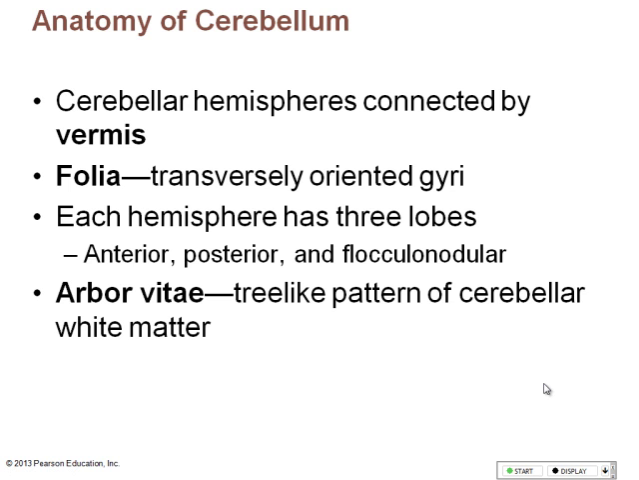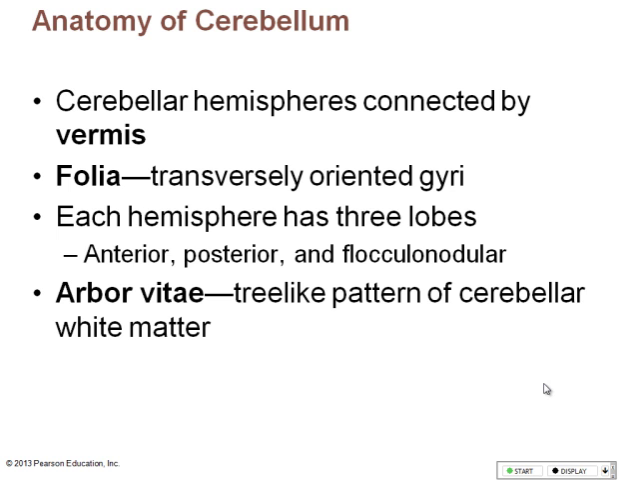There are 2 hemispheres to the cerebellum in humans, very distinct, and they're separated by a little connection called the vermis. When you look at diagrams of it, it kind of looks like a little worm, and that's what vermis is, that runs down the center. Then we have transversely oriented gyri, which means they go off to the side, bumps. And each hemisphere has 3 lobes: anterior, posterior, and one called the flocculonodular.